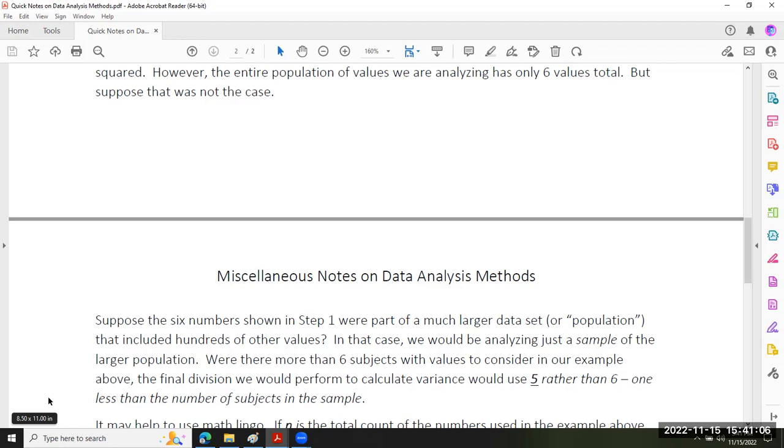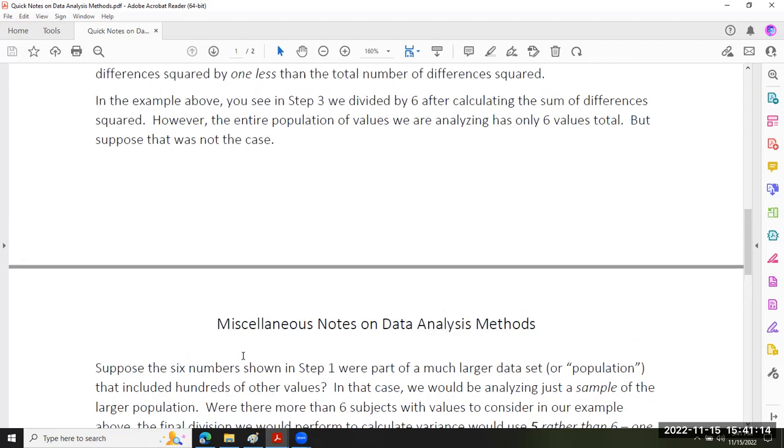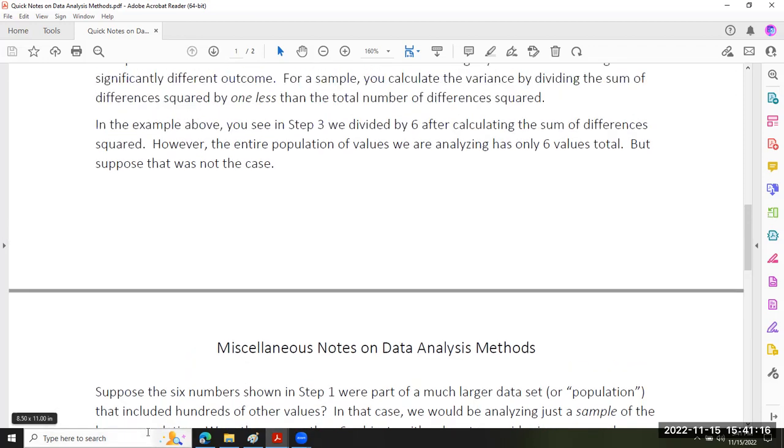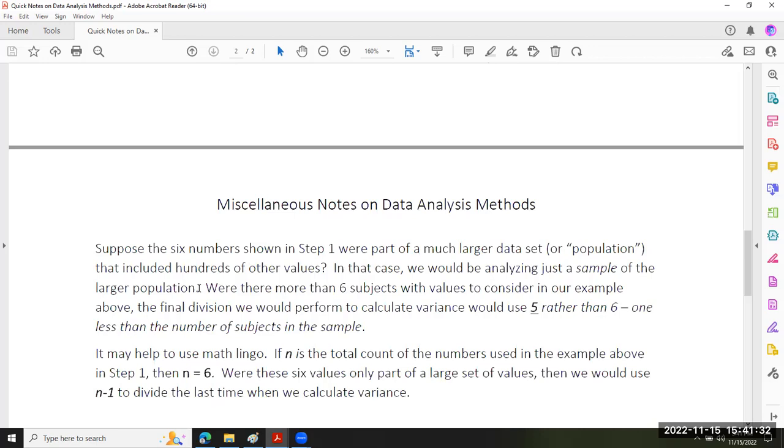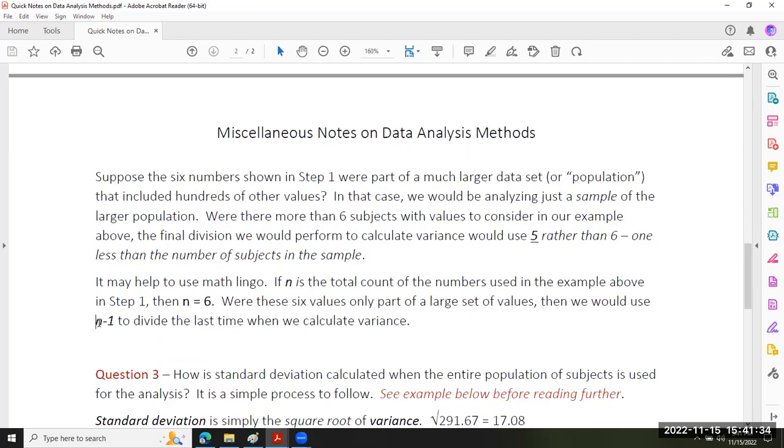From the sum of the squares of differences. If I had 187 out of thousands, what would I divide by? If I had 187 data points used for the calculation. If n was equal to 187, what's n minus 1?